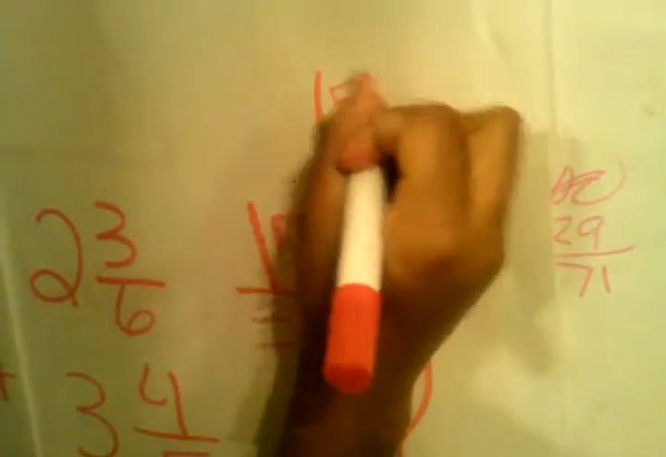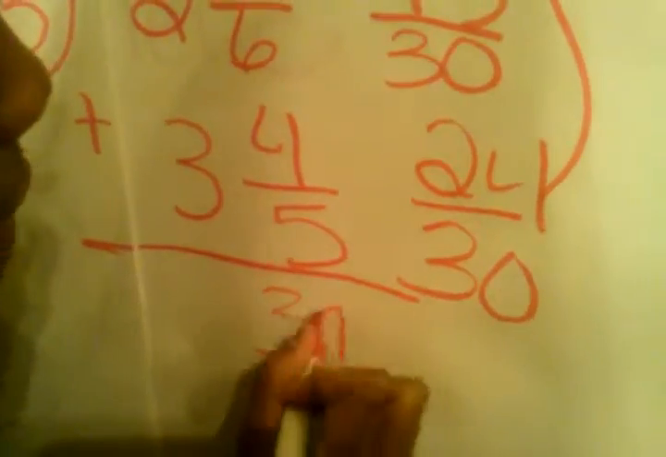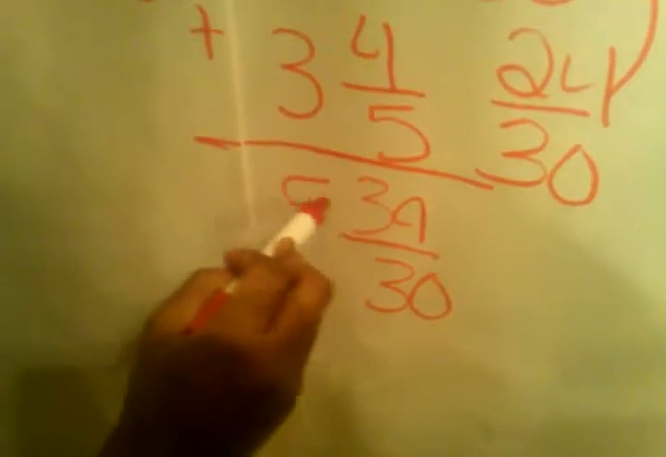And then you add both of these. 15 plus 24, and you get 39. Then you do 39 over 30, and you keep the same denominator. When you add both of these, you get 39. You put that as the numerator. Then 2 plus 3 equals 5.